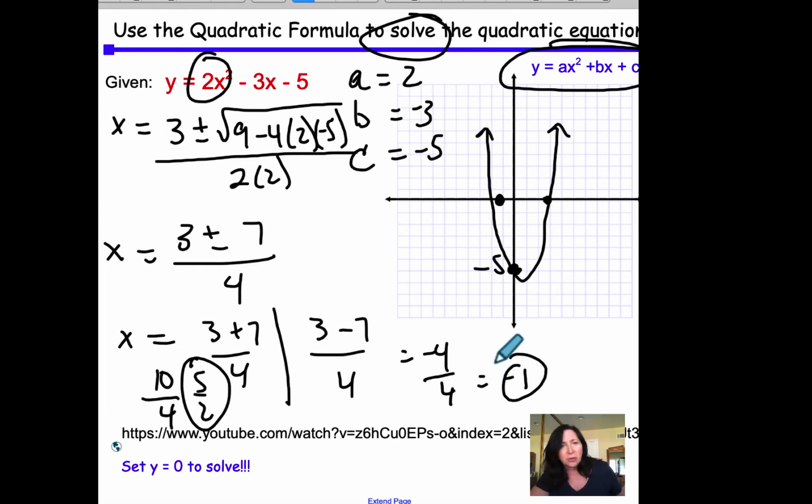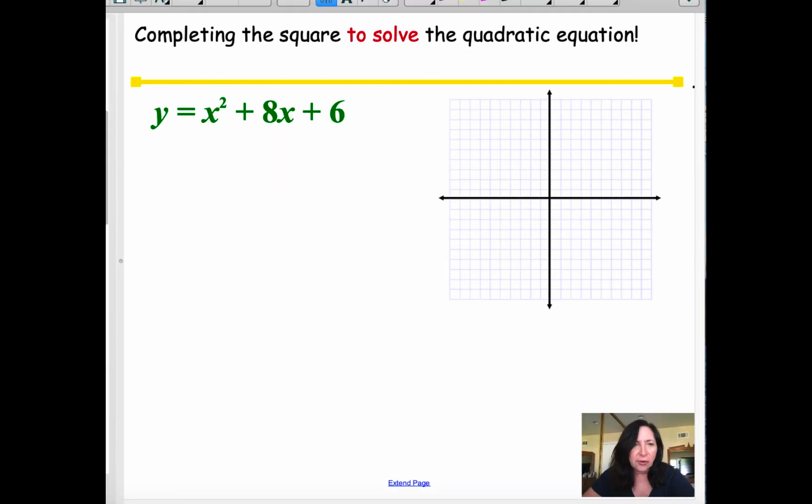Set y equal to 0. You'll notice there's no y here. Y is gone. And then find. So for this problem, I am going to complete the square to solve the quadratic equation. By completing the square, I'm going to move this 6 over to the other side. So we have y minus 6 equals x squared plus 8x.